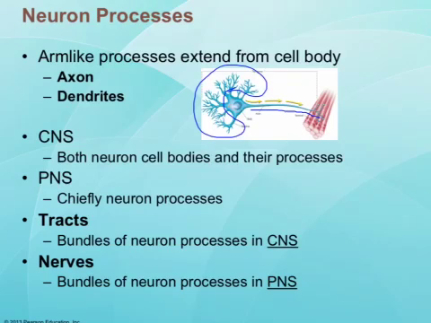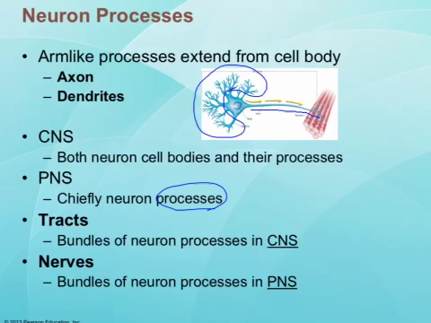In the CNS, it contains neuron cell bodies and also their processes, the dendrites and axons. However, for the PNS, the majority is nerve, right? We see nerves, and a nerve in fact is a cluster of axons. So the PNS is mostly processes. In the CNS and the PNS, the neuron cell bodies have different names. The neuron cell bodies of the CNS are in the nuclei, and in the PNS they are in the ganglia.